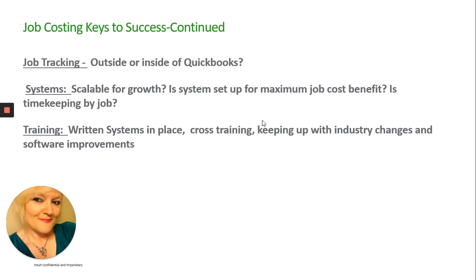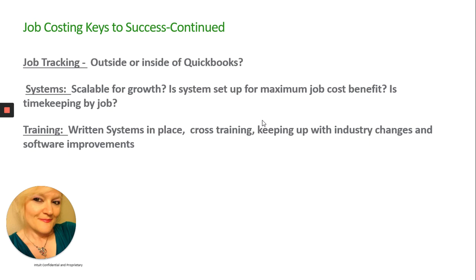The next issue is systems. Are your systems scalable for growth? Is your system set up for maximum job cost benefit? Is your timekeeping by job? This is one of the significantly important areas of QuickBooks, because if you don't have the right version, if you don't have job costing turned on, if you don't have everything set up properly, then you don't get the reports and the information that you need in the end. And it's way more time consuming to go back and fix it than it is to start out right.